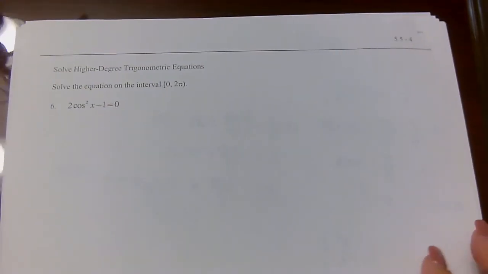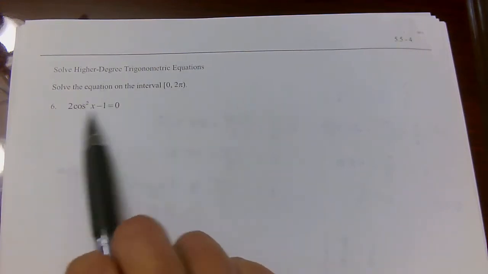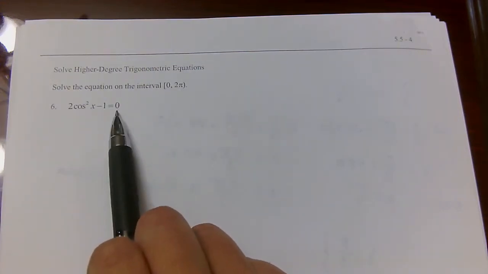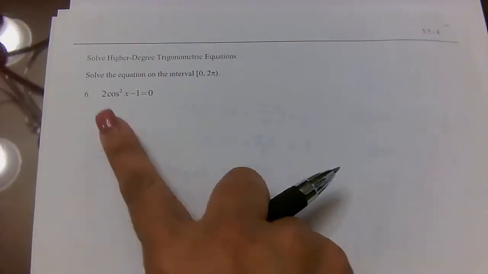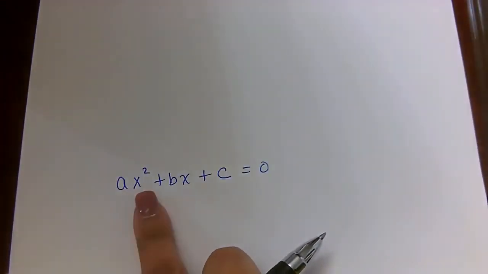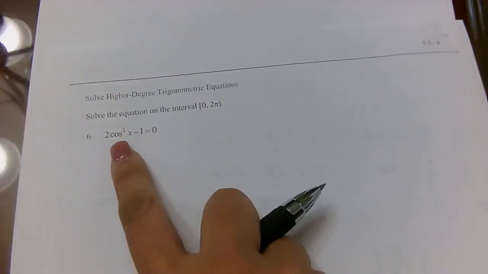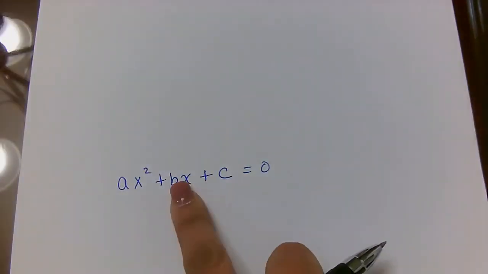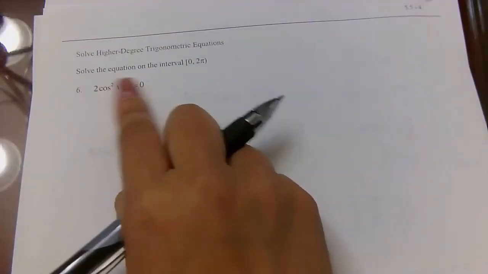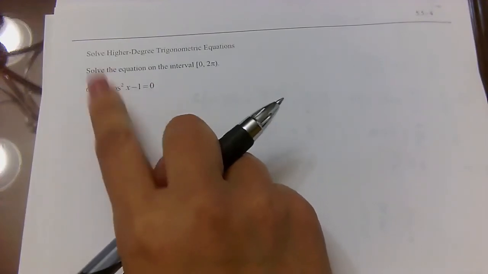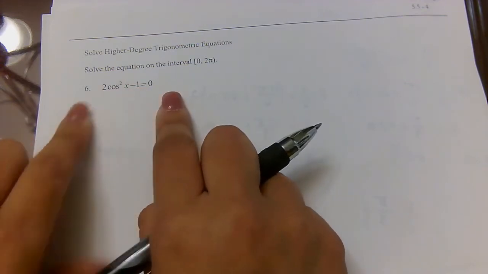Number 6. Number 6 is now we're looking at higher degree trig equations. This one is very similar to a quadratic equation, except you're missing that middle term. Remember, our quadratic equation looks like this: ax squared plus bx plus c. In the equation that we're given, we have a squared term, but we don't have the single one where x is to the first power. Okay, so in this particular case, we can use the square root property to help us solve for these.